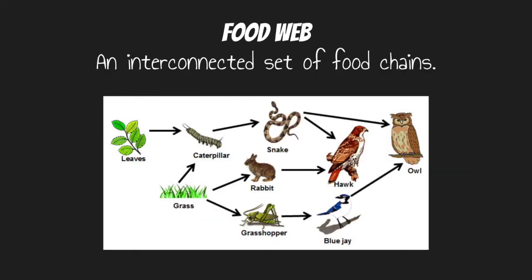A food web is just an interconnected set of food chains. So it's multiple food chains put together. So this time there are multiple pathways that the energy might flow through. So there are two producers. There are the leaves and the grass. They give energy to multiple different consumers, which then give energy to other consumers, and so on.